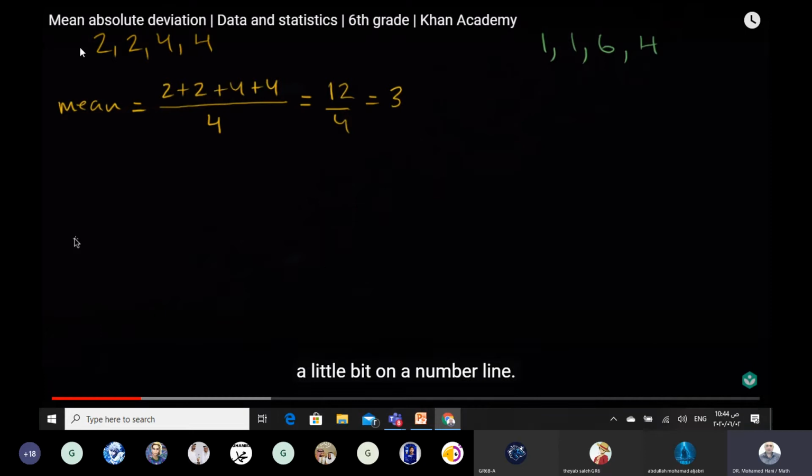As you see here we have data: 2, 2, 4, 4. When you want to find the mean, remember, add all numbers inside the data, divide by the amount of numbers. How many numbers do you have here? 1, 2, 3, 4. So I can write 2 + 2 + 4 + 4, divide by the number of the data. So 2 + 2 will be 4 + 4 will be 8 + 4 will be 12, divide by 4, 12 divided by 4 = 3.